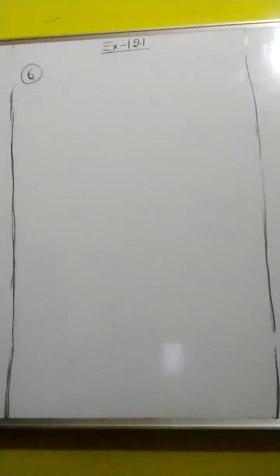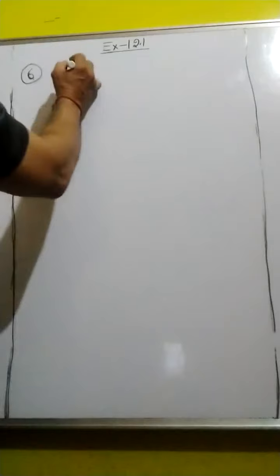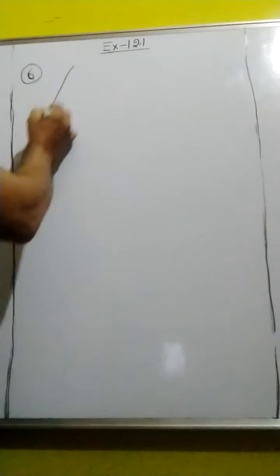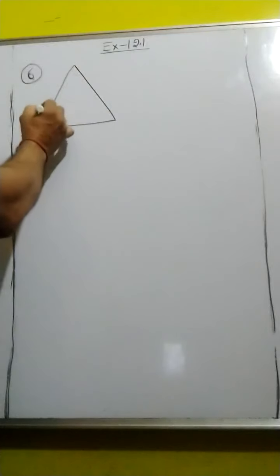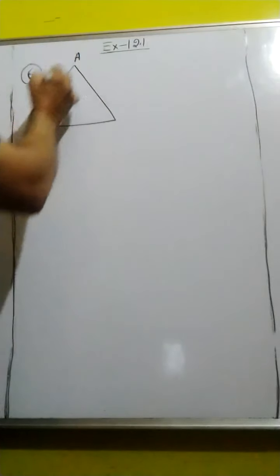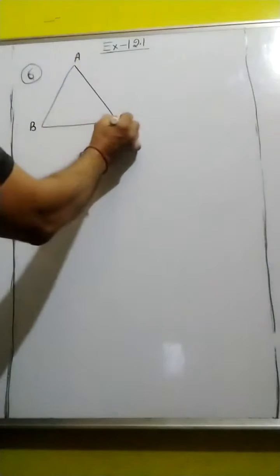Now next, question number 6. An isosceles triangle has perimeter 30 centimeter and each of the equal sides is 12 centimeter. Find the area of the triangle. Now it is given in the question, there is an isosceles triangle. Isosceles triangle means length of the two sides are the same.